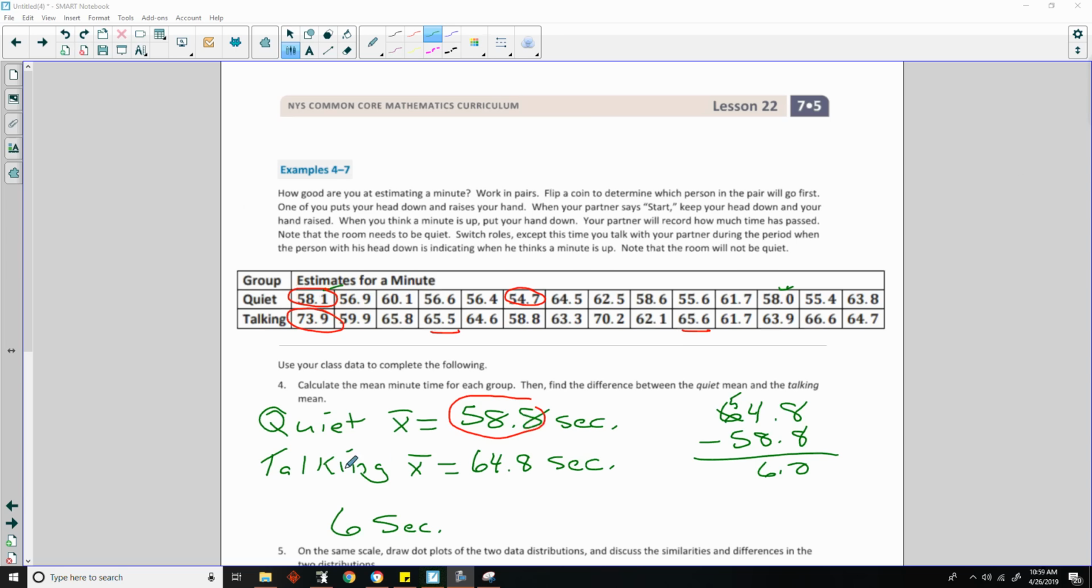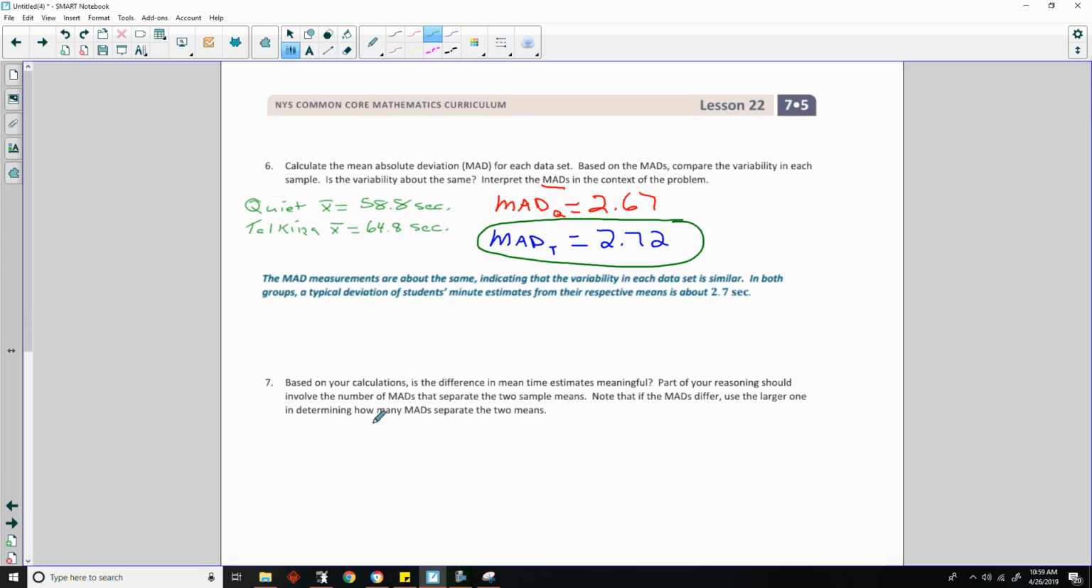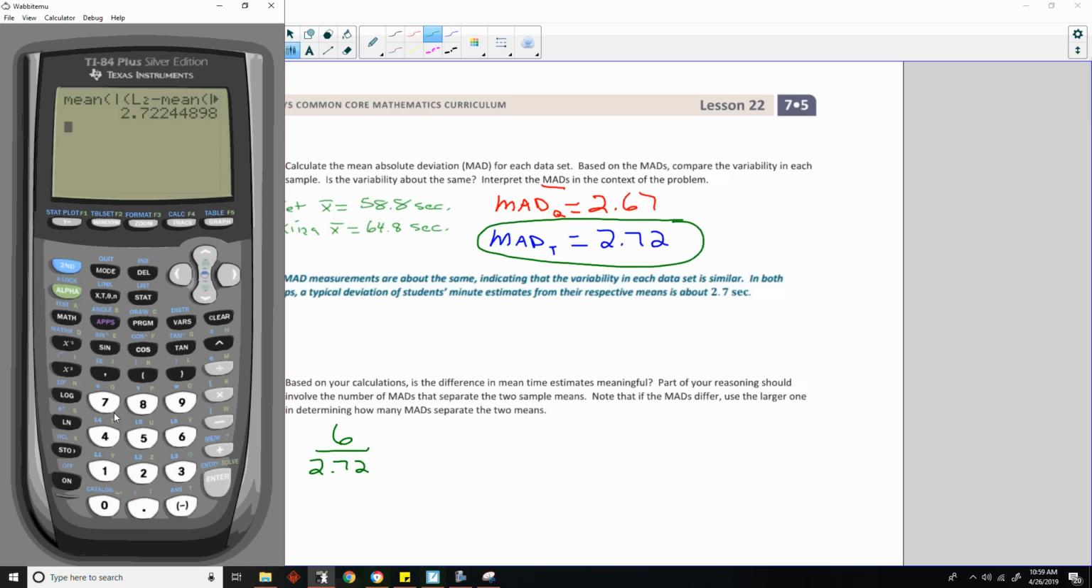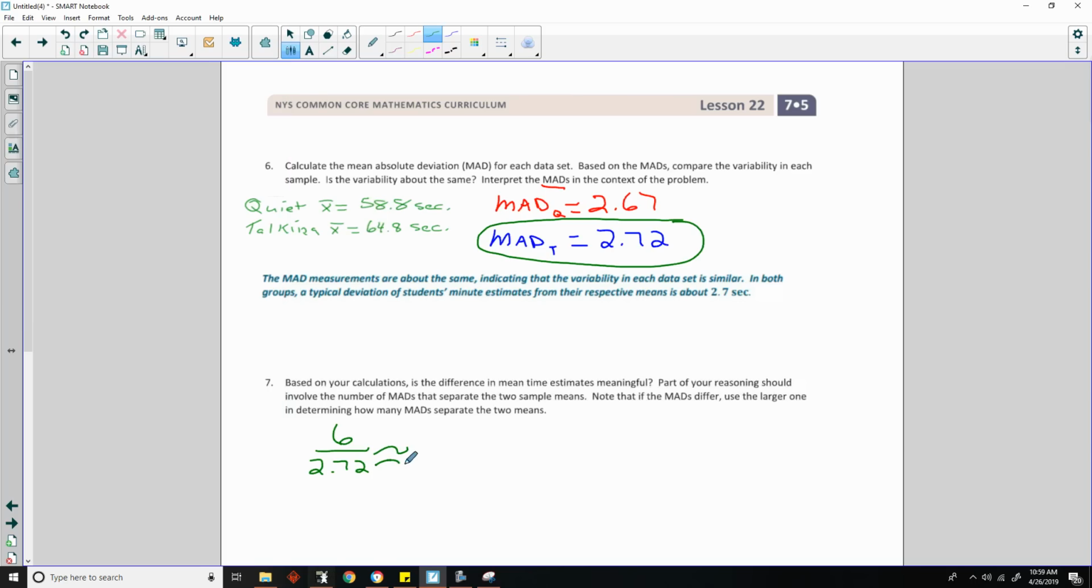Okay, so what we need to do is take this value here. The difference of our means was 6. That's what we used to calculate. So we're going to put 6 divided by the larger mean absolute deviation of 2.72. And 6 divided by 2.72 is approximately 2.2. Okay, there is a meaningful difference between the means.